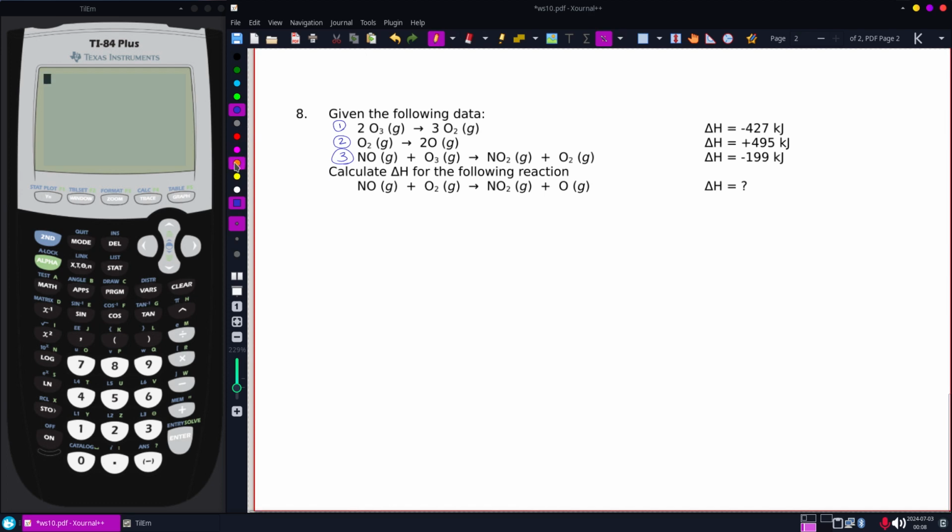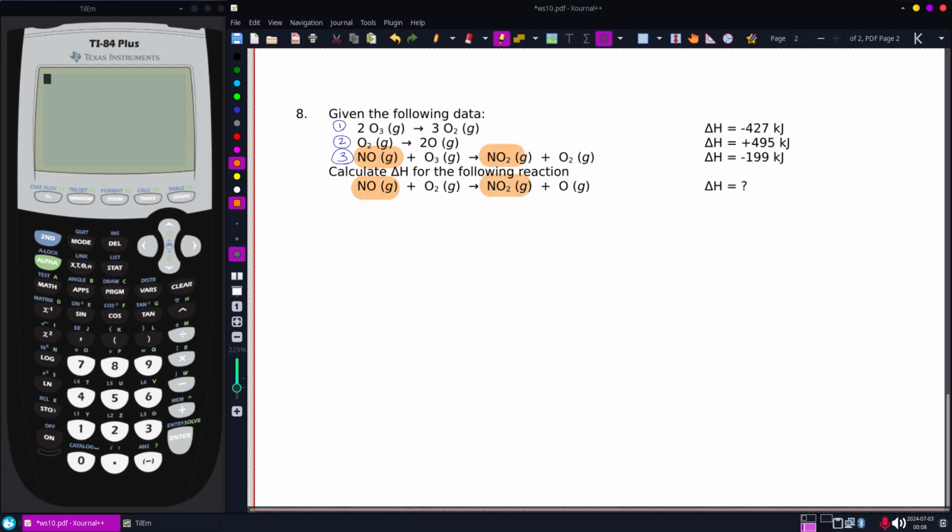So what I mean by isolated, I want that as a highlighter. The NO and the NO2 are only found in equation 3. And the atomic oxygen, the O by itself, is only found in equation 2. So I'm going to actually manipulate equation 2 so I get those reagents exactly where they are in the overall equation.